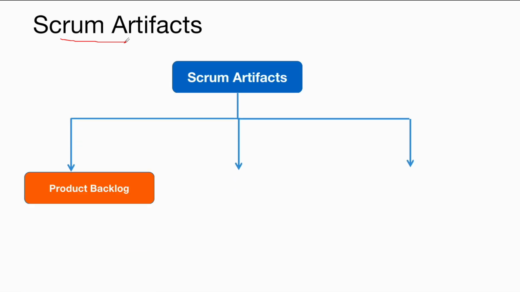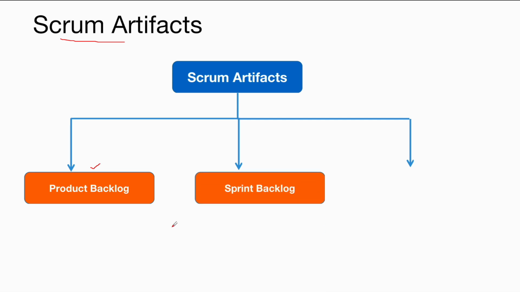One is the product backlog. This is like a to-do list of everything that needs to be done to complete the product. The product owner is responsible for maintaining this list. It contains all the features and tasks the team needs to work on.